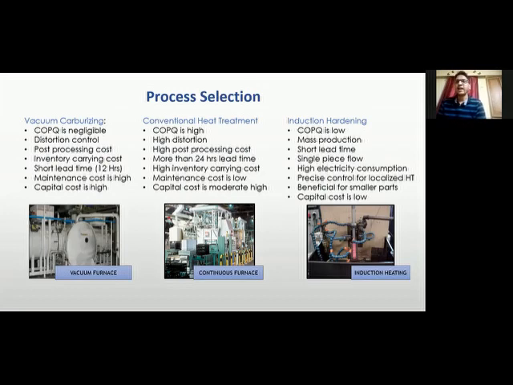And come to the induction hardening process. Here we can use it for thin parts, or where through hardening is required. So we use the induction hardening process where an atmosphere is not required. Cost of poor quality is low in the induction hardening process. For mass production, cycle time is very short. As well as we can set a single flow for carburizing, carbonitriding, and also the tempering. Electricity consumption is high in an induction furnace, and precise control is possible in heat treatment, and it is beneficial for smaller parts, and capital cost is very low in an induction furnace. So we have to select the proper process for your component.